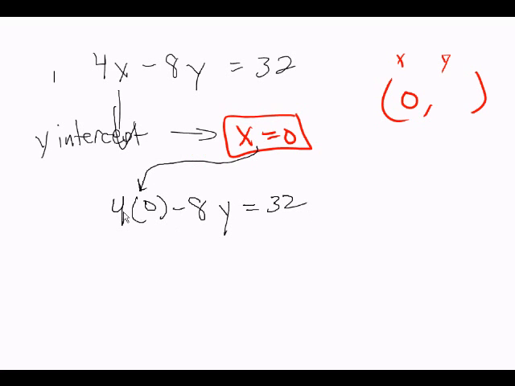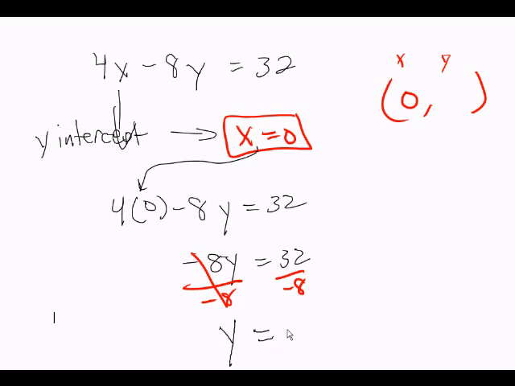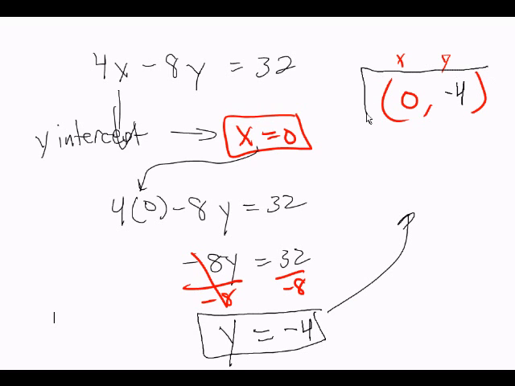And x is 0. 4 times 0 is 0, so I'm left with negative 8y equals 32. Divide both sides by the number next to y, negative 8. Negative 8 divided by negative 8 is 1y, which I can just write as y. 32 divided by negative 8 is negative 4. This is my y-intercept. The coordinate for my y-intercept is x 0, y negative 4.